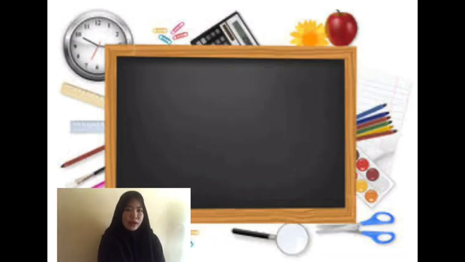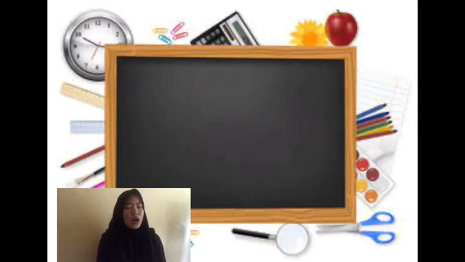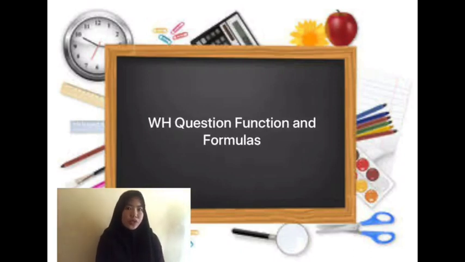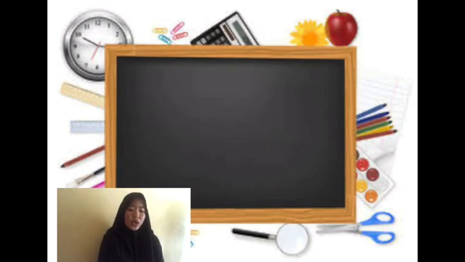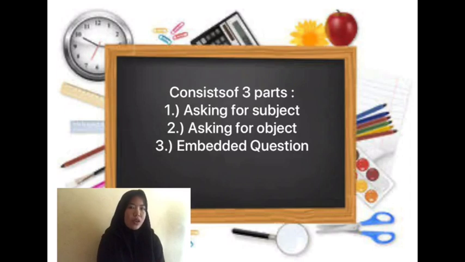The topic of my group is modal auxiliary verb plus infinitives and WH question words. I want to continue the presentation from my friend about WH question words. I want to explain about WH question function and words. WH question function and words consist of three parts. First is asking for subject, asking for object, and embedded question.